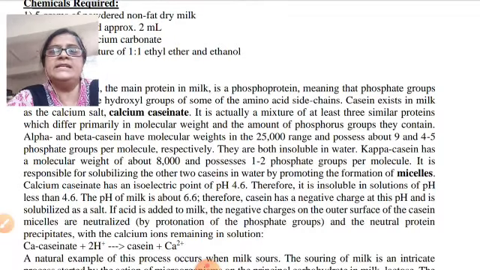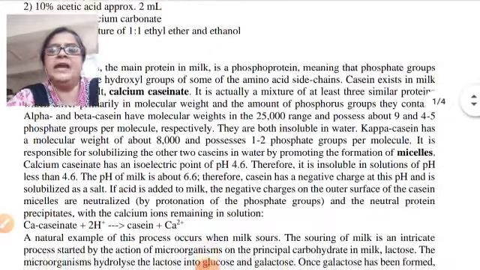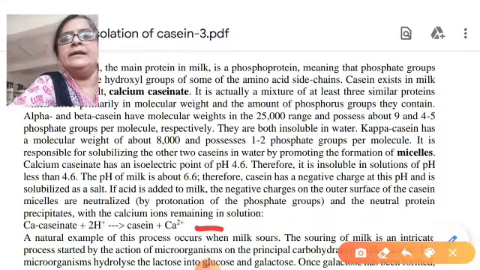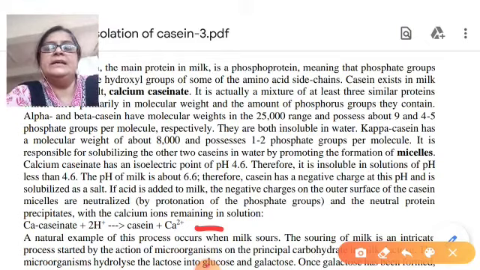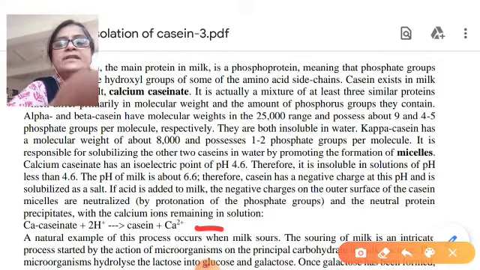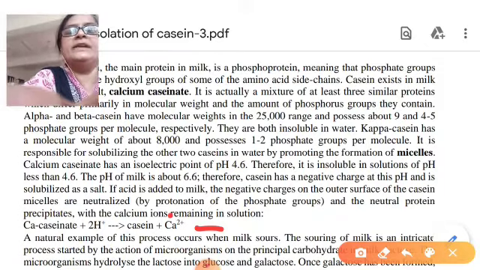If acid is added to milk, the negative charges on the outer surface of the casein micelles are neutralized, that is by the protonation of the phosphate groups, and the neutral protein precipitates with the calcium ions remaining in solution, as we can see in the reaction. Here you can see that calcium caseinate is reacting with acid, that means the protons are reacting with it and replacing the calcium ion.